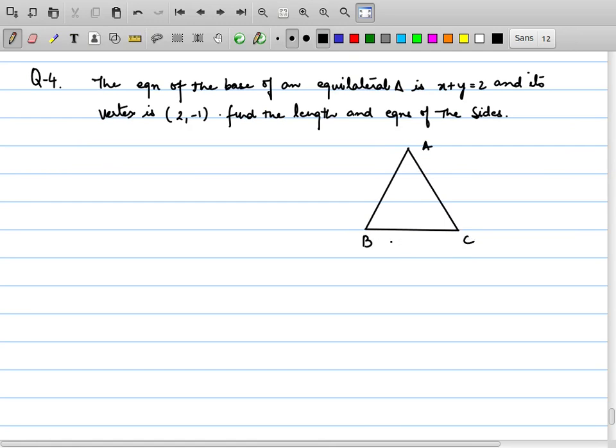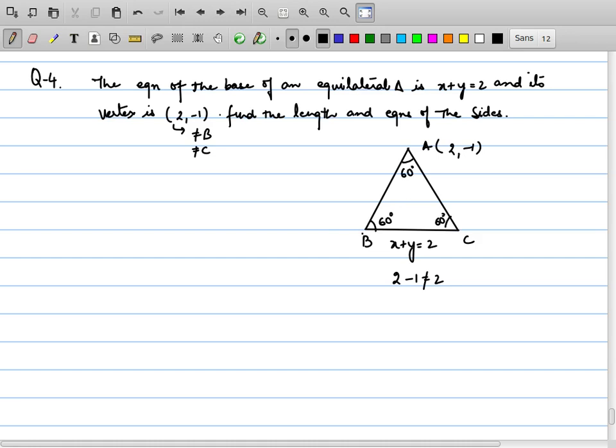The base of the equilateral triangle has the equation x plus y is equal to 2. Now, the vertex is (2, -1). So, which vertex is it? If it is vertex B or C, it should satisfy the equation of the line. Therefore, we see 2 minus 1 is not equal to 2. Therefore, this point is neither B nor C. Therefore, it is definitely then what? A.